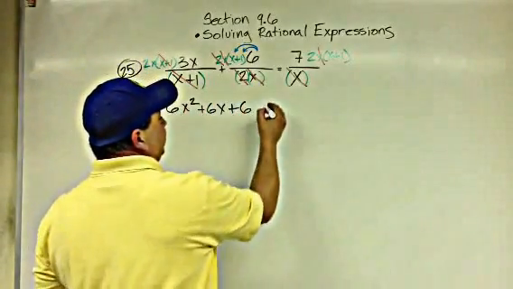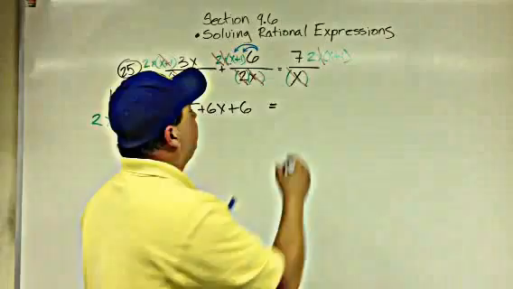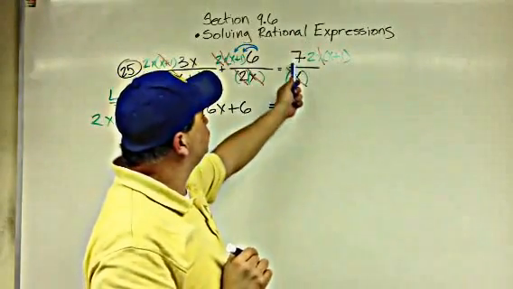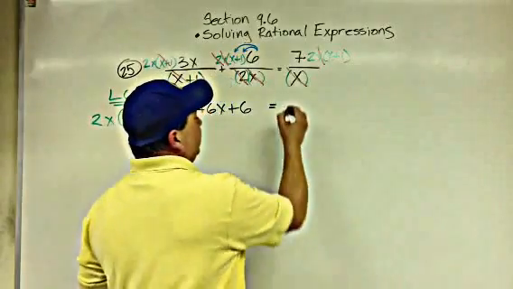And then I'm going to put the equal sign. Now here I have a 7 times 2 gives me a 14. So 14 times x gives me a 14x.